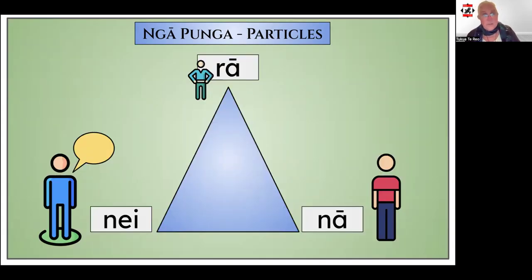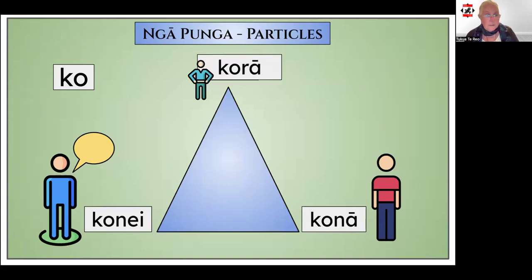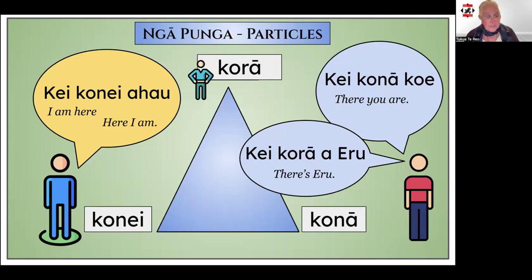Our next example is using ko. We'll add it to the particles to make konei, konā, and korā. Here, near me, there, near you, there, over there, if you like, away from us both. These are pretty self-explanatory, but in a sentence we might use them to say something like, kei konei ahau, I am here, or here I am. Kei konā koe, there you are, or kei korā a Eru, there's Eru over there.